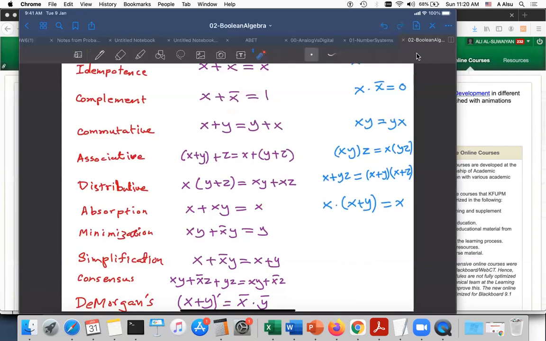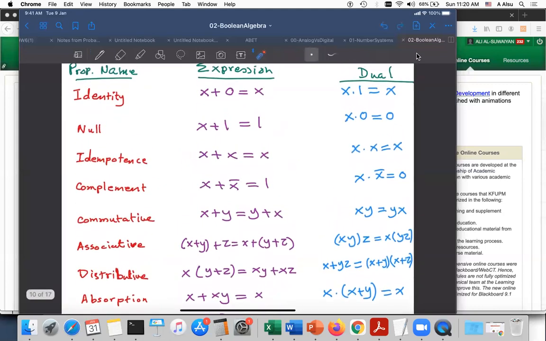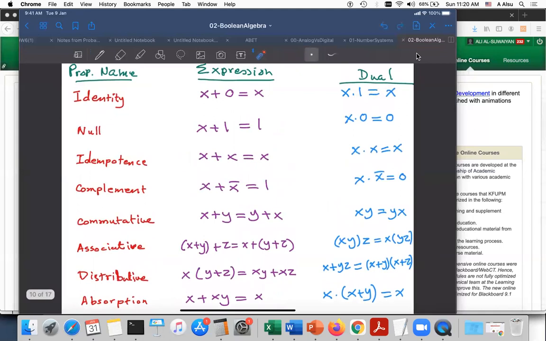Now, there is also the minimization law, okay? Minimization is xy ORed with x complement y, and the answer to that is y. If you take y as a common factor using the distributive law, you'll wind up with x or x complement ANDed with y. And x or x complement is nothing but 1, as we saw here. So 1 ANDed with y is y, which is the identity here, okay?